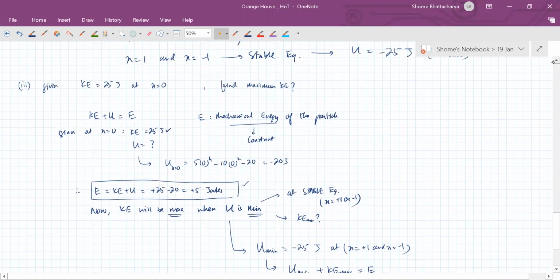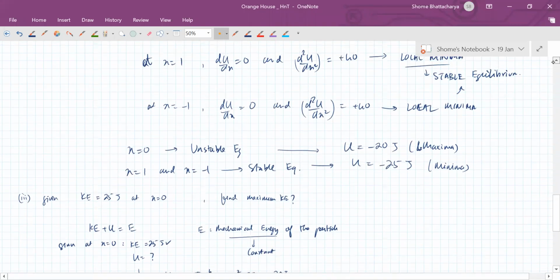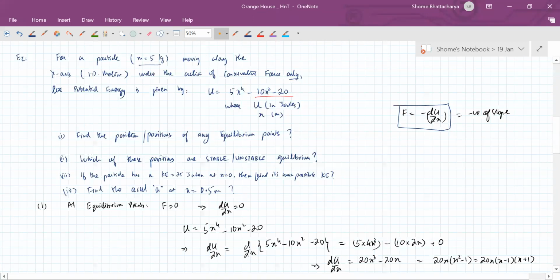Okay, now finally let's come to the fourth part. So for the fourth part, the important thing is mass of the particle is 5 kg. Okay, potential energy is given to us, and we want to calculate the acceleration when it is at x equal to 0.5. So let's work this out.